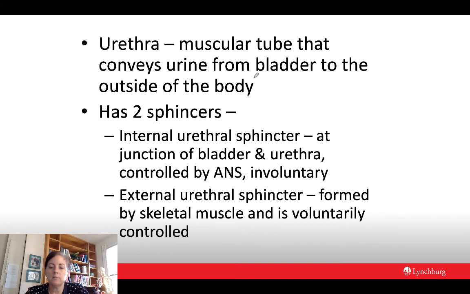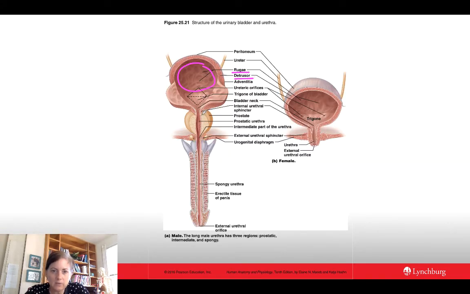So the urethra is the muscular tube, and we can see that here. So this is going to be the urethra on the male anatomy. This is the urethra on the female anatomy. And so that's just the conduit to take urine from the urinary bladder to the outside of the body. And this really highlights why females are more likely to get bladder infections, because we've got these shorter urethras, and so bacteria from the outside of the body can make its way a little more easily into the bladder. Males have such a long urethra and are less likely to get bladder infections.